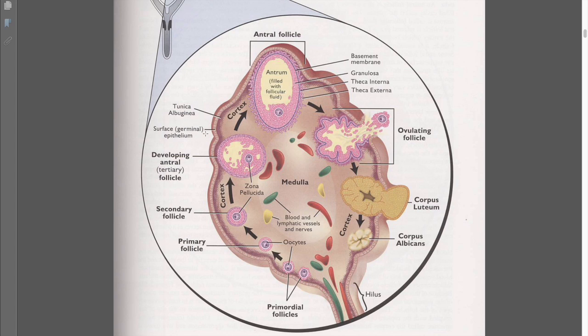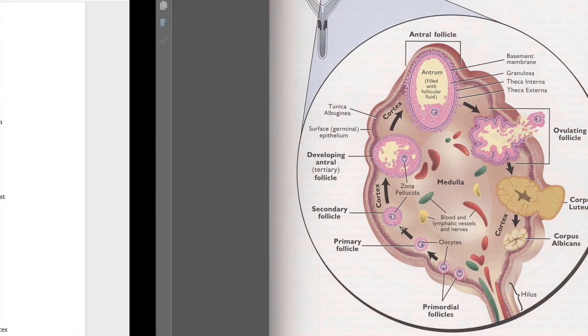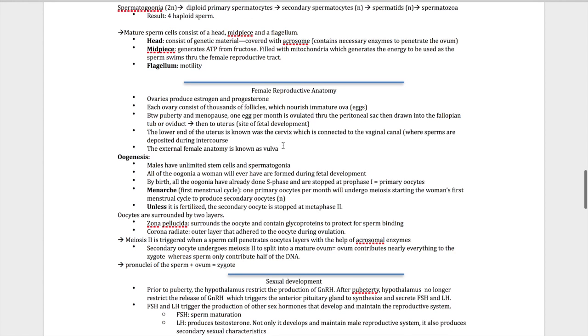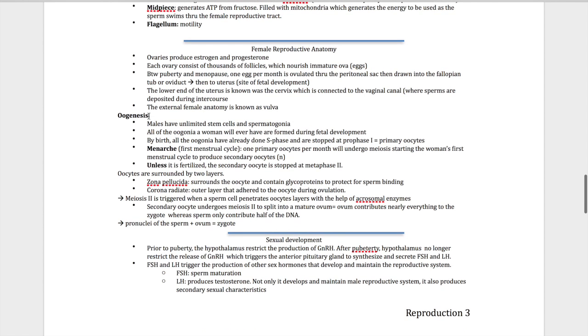This big thing is an ovary, right? Inside of it, there are follicles, and follicles become mature throughout the month, and then it gets ovulated, right? It goes from primordial, primary, secondary, antral follicles, then it gets ovulated, right? We learned that. All right, so we can move on. Oogenesis.